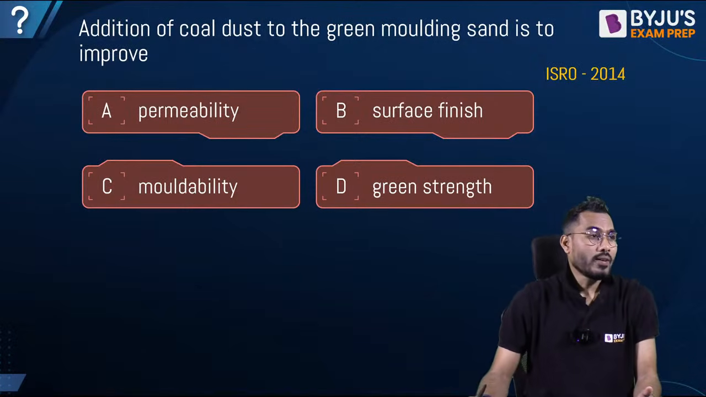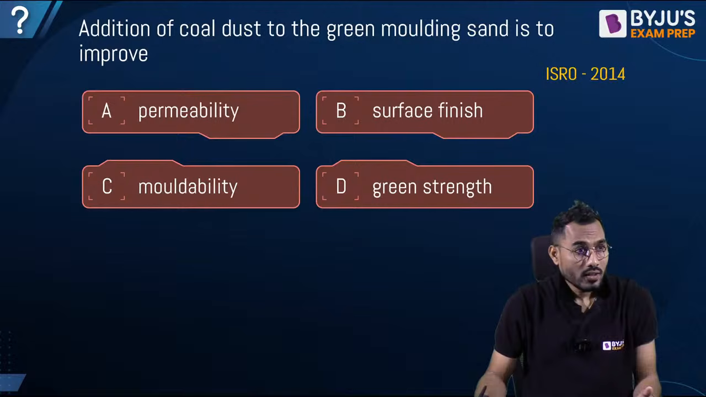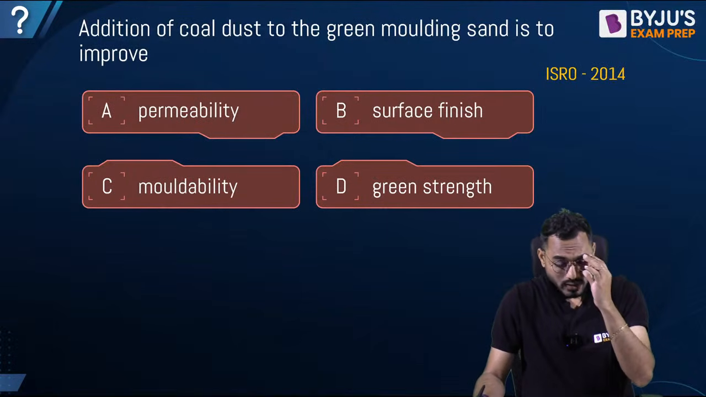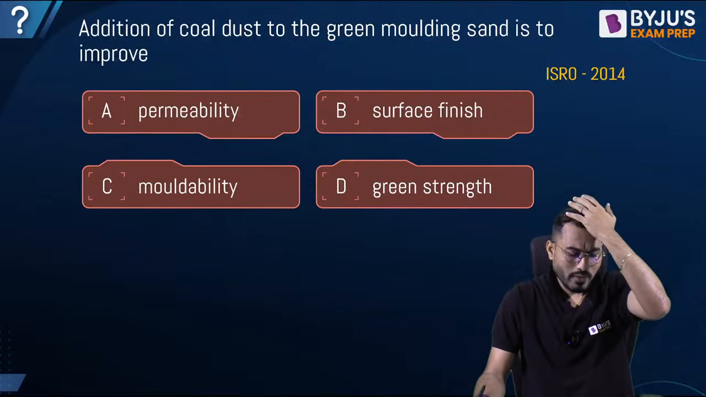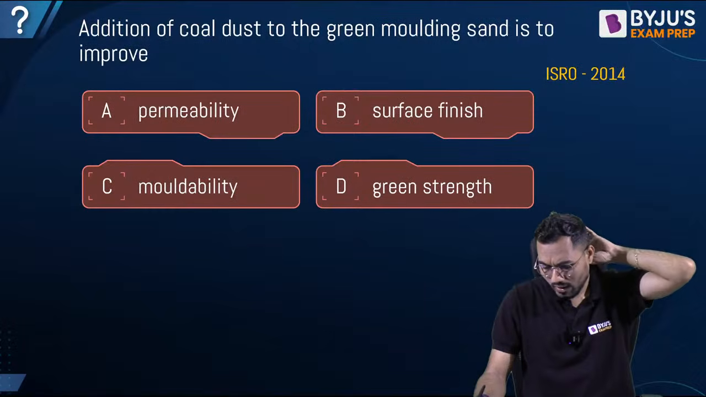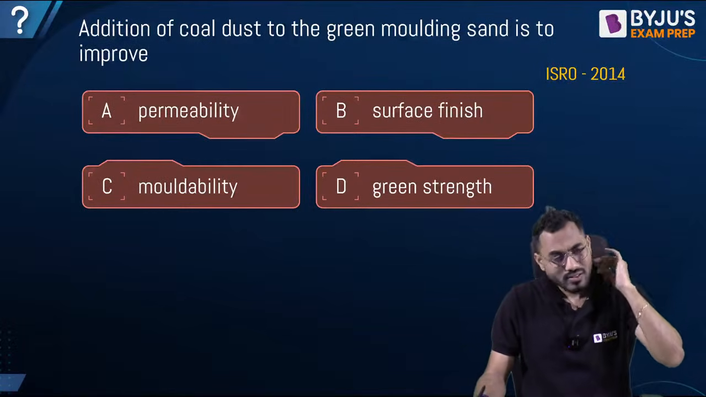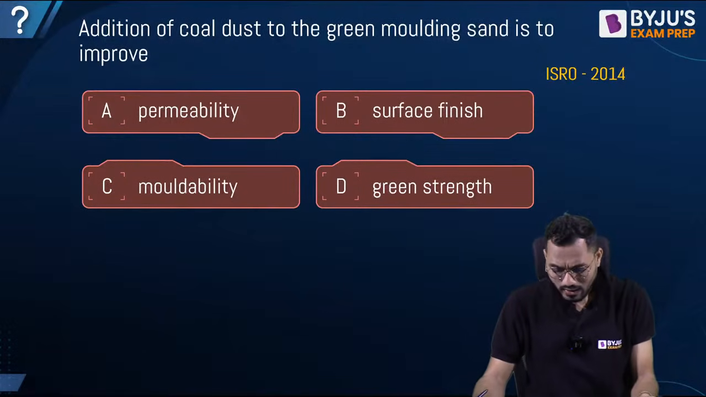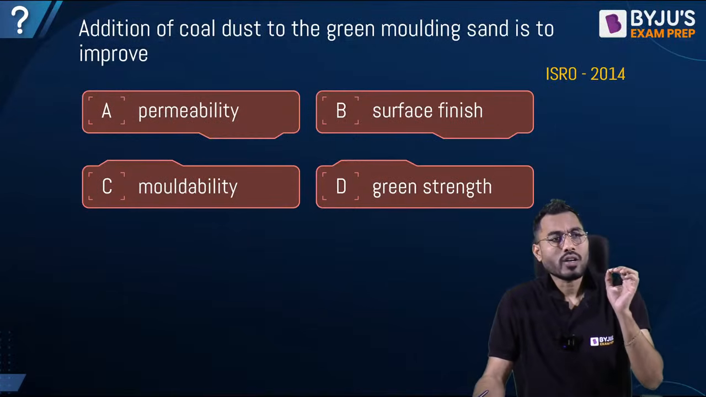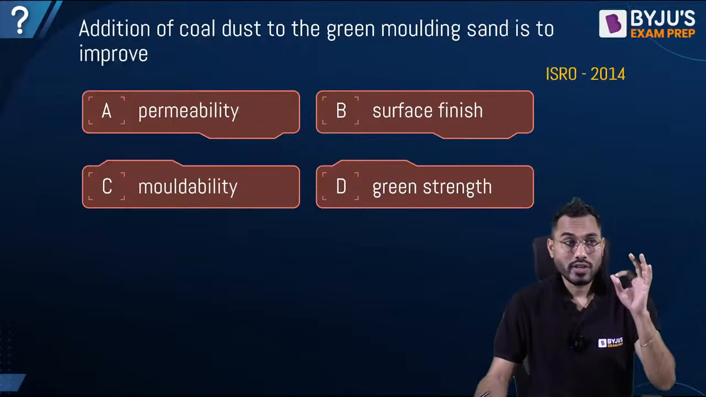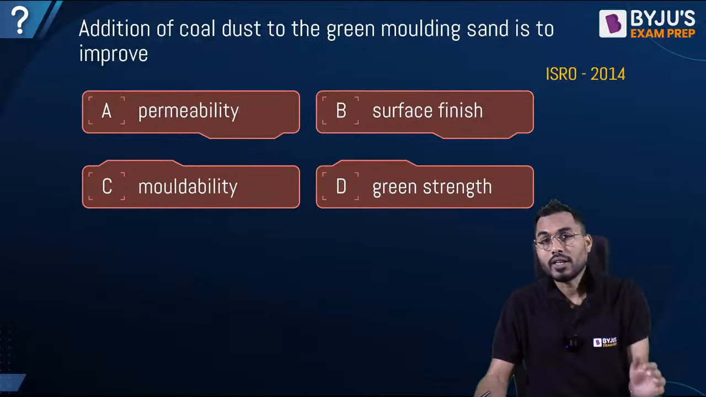Let's see that. Coal dust is basically not utilized to improve all these parameters. Am I audible, everyone? Yes, sir. Basically, whenever we talk about coal dust, it is utilized for improving the green strength of the molding sand. Absolutely correct. The green strength of molding sand is improved by this particular coal dust.